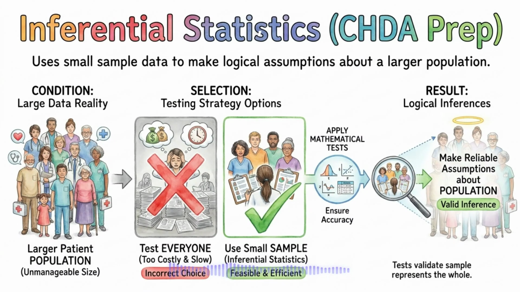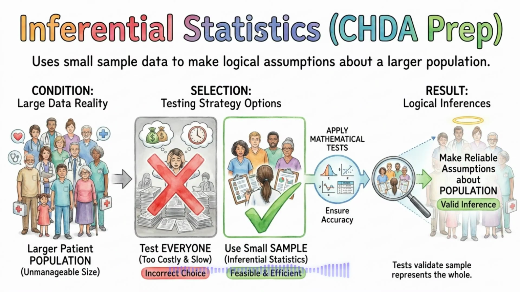In the previous section, we talked about descriptive statistics, which summarize what has already happened. But now we must transition to inferential statistics. Inferential statistics allow analysts to take a small sample of patient data and use it to make logical assumptions or inferences about a much larger patient population. Because a hospital cannot afford to test a brand new medication on every single patient in the world, they test it on a small sample group instead.